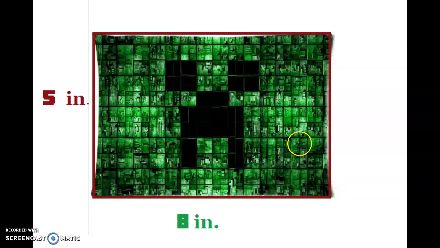So to figure that out, let's look at what we already know. We know that this side is 5 inches, and we know that the side parallel to it, or across from it, is also the same measurement. So that would make that 5 inches as well. Okay, so if we know one side, we can always figure out the other side across from it. Since we know that the length here is 8 inches, what do you think the top measurement is going to be? 8 inches is correct.